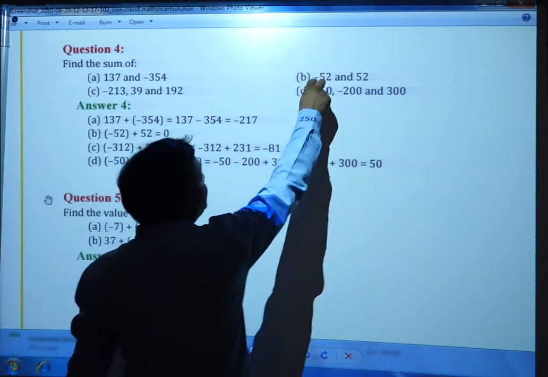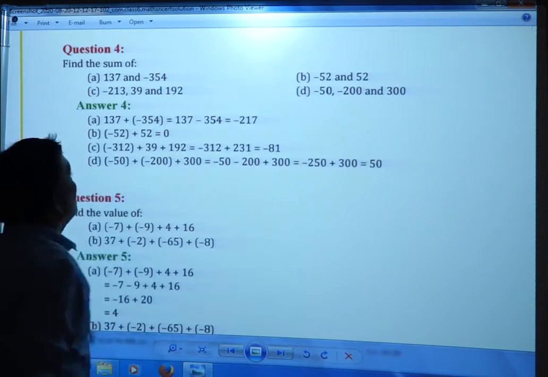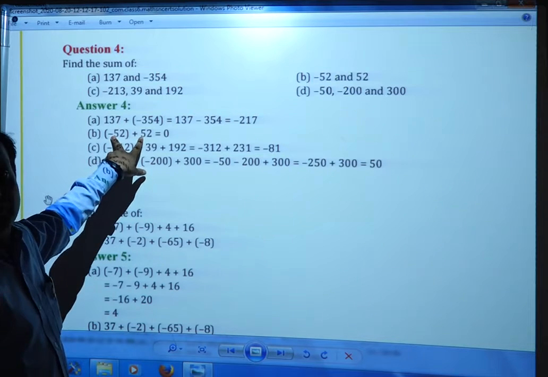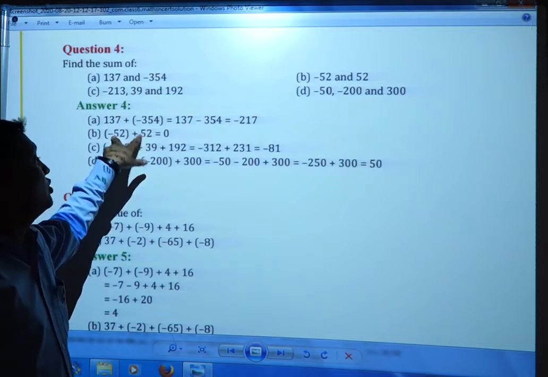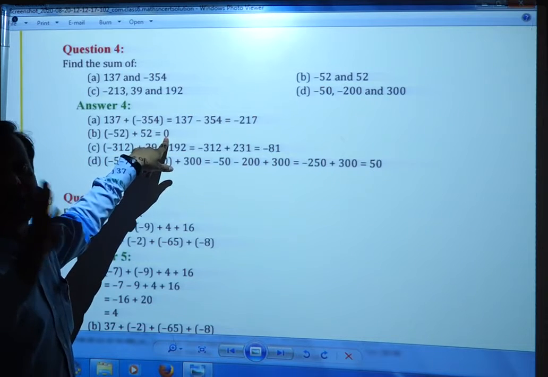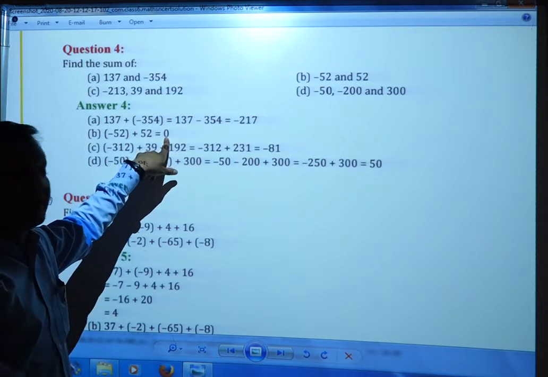Next, minus 52 and plus 52. Minus 52 plus 52. What is the answer? One is minus, one is plus. You have to subtract. So 52 minus 52 is 0. So the answer is 0. So 0 does not have any sign. It is not a plus or a minus.